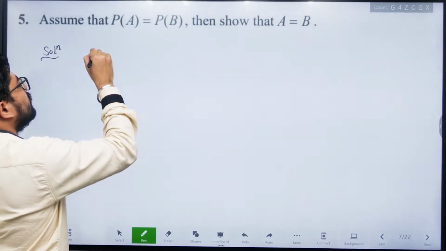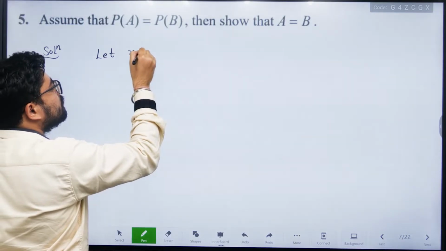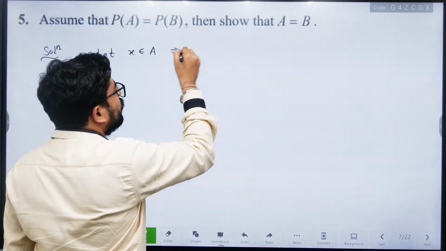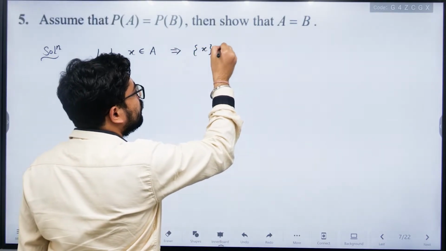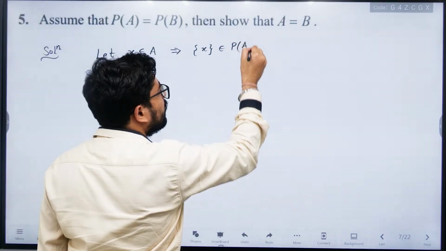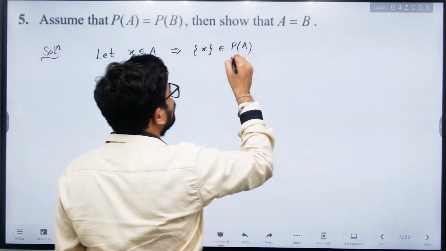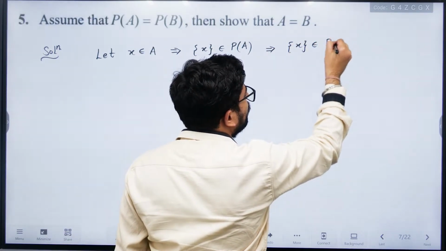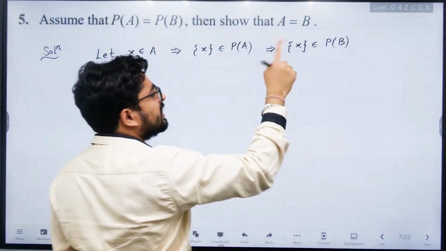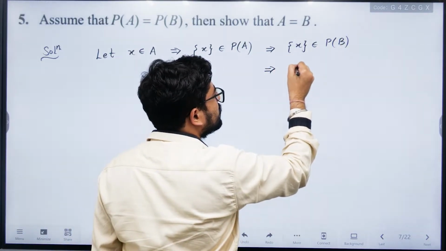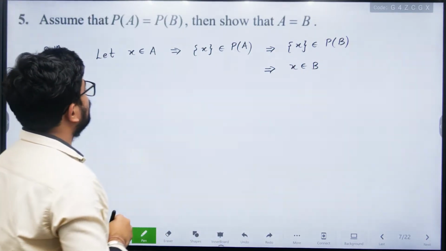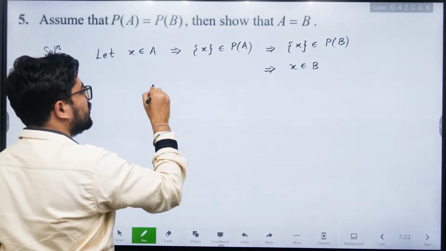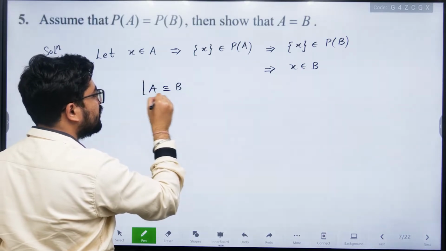If you choose any element from A, let X be any element of A. If X belongs to A, from here you can say the subset {X} belongs to the power set of A. And the power sets of A and B are the same, so we can say this subset {X} belongs to the power set of B. If {X} belongs to the power set of B, it means X belongs to B. So X is any arbitrary element of A and that X belongs to B also. So you can say A is a subset of B.